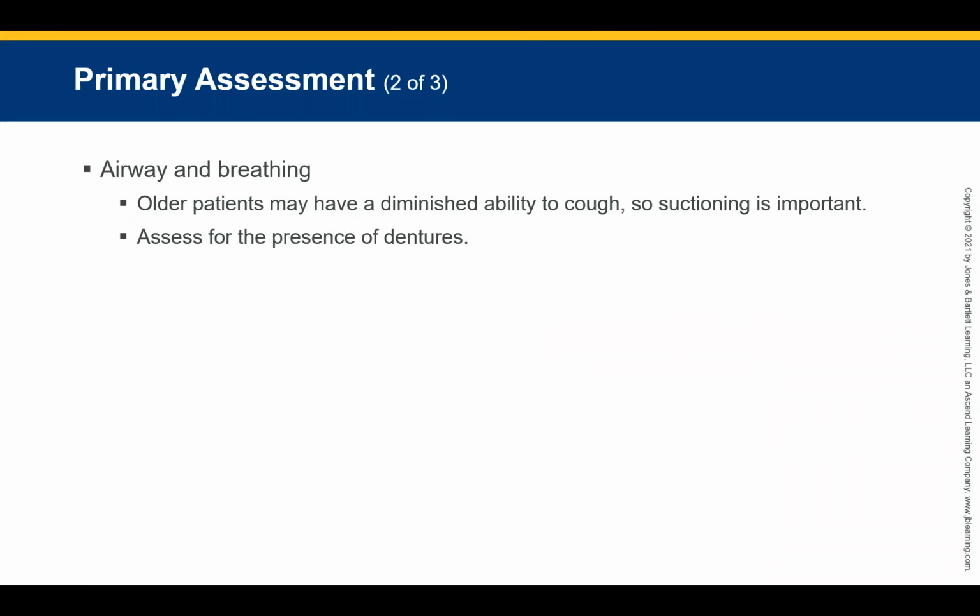Get them to that trauma center. Airway and breathing in older patients are going to be diminished. And the ability to cough and suction is going to be of utmost importance because you need to clear that airway. They are already having issues. Assess for the presence of dentures, but do not remove them unless they create an airway patency problem. Leave them in place because I've known people that have pulled them out and left them on the ambulance and they got lost. That's a very big issue for the geriatric patient.